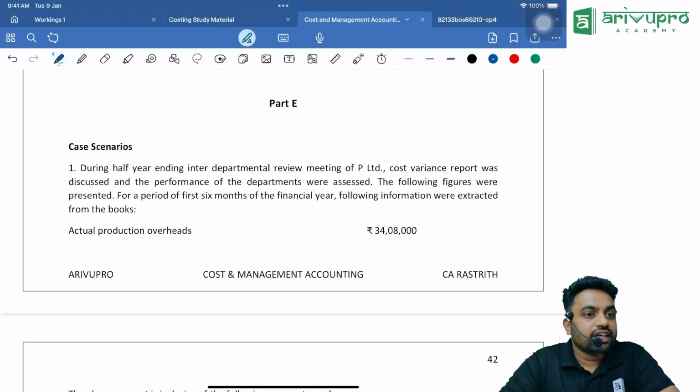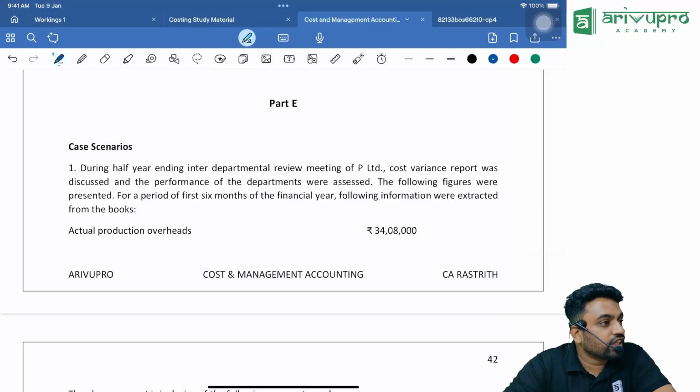Yes. Guys, now we'll be discussing the case-based scenario question of the overhead chapter. Krishnaveni and team, concentrate.